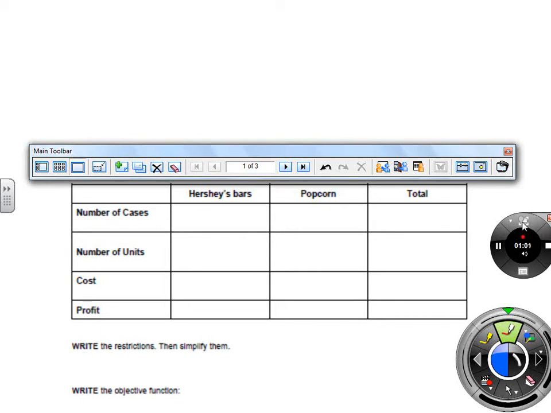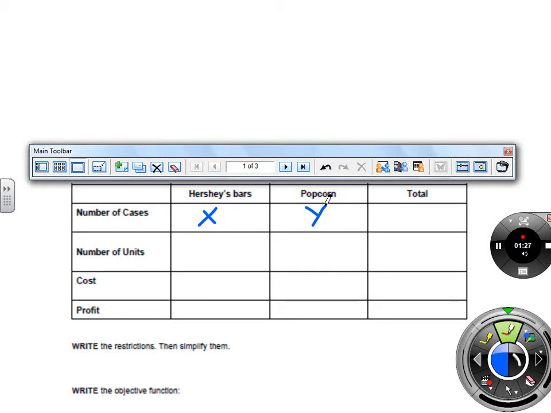So notice the first line of the chart helps us determine the number of cases, okay? And it told you above that X was going to represent the number of cases of chocolate bars, and Y was going to represent the jars of popcorn. Sorry, I said jars of candles, but we're selling jars of popcorn. So sorry. Messed up my fundraisers.